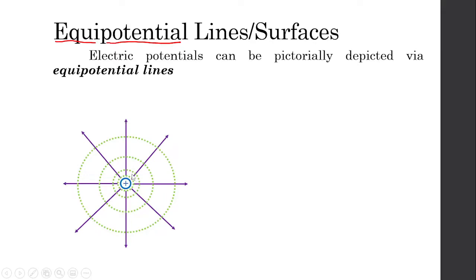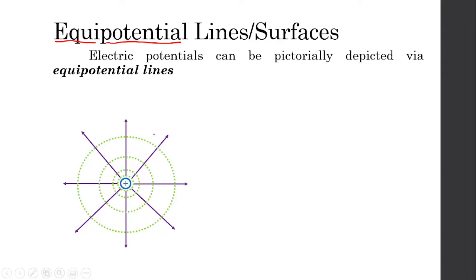This electric field is pointing in every single direction, encompassing this positive charge. Much like this electric field, the equipotential line is also in 3D space. You can think of them as a circle or as a sphere encapsulating the positive charge. That's why equipotential lines can also be called equipotential surfaces, because they're in 3D space. But what does that mean?